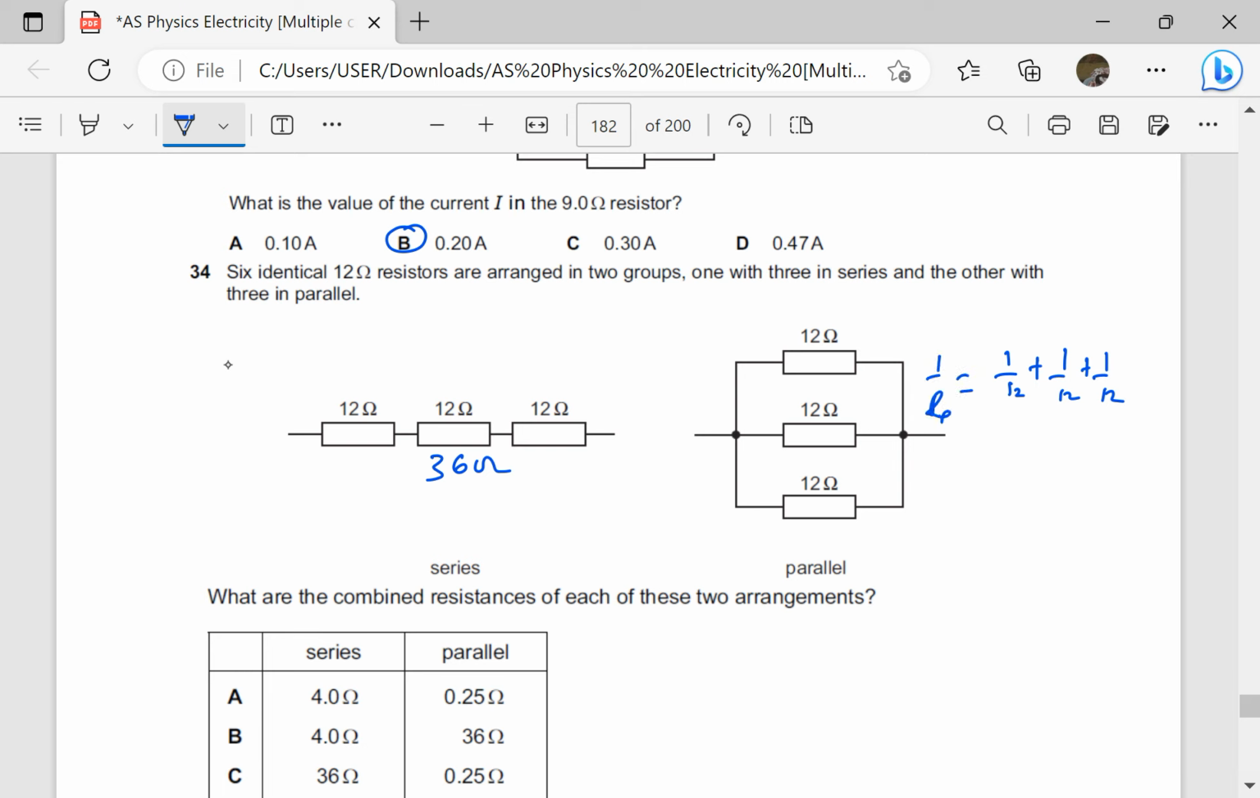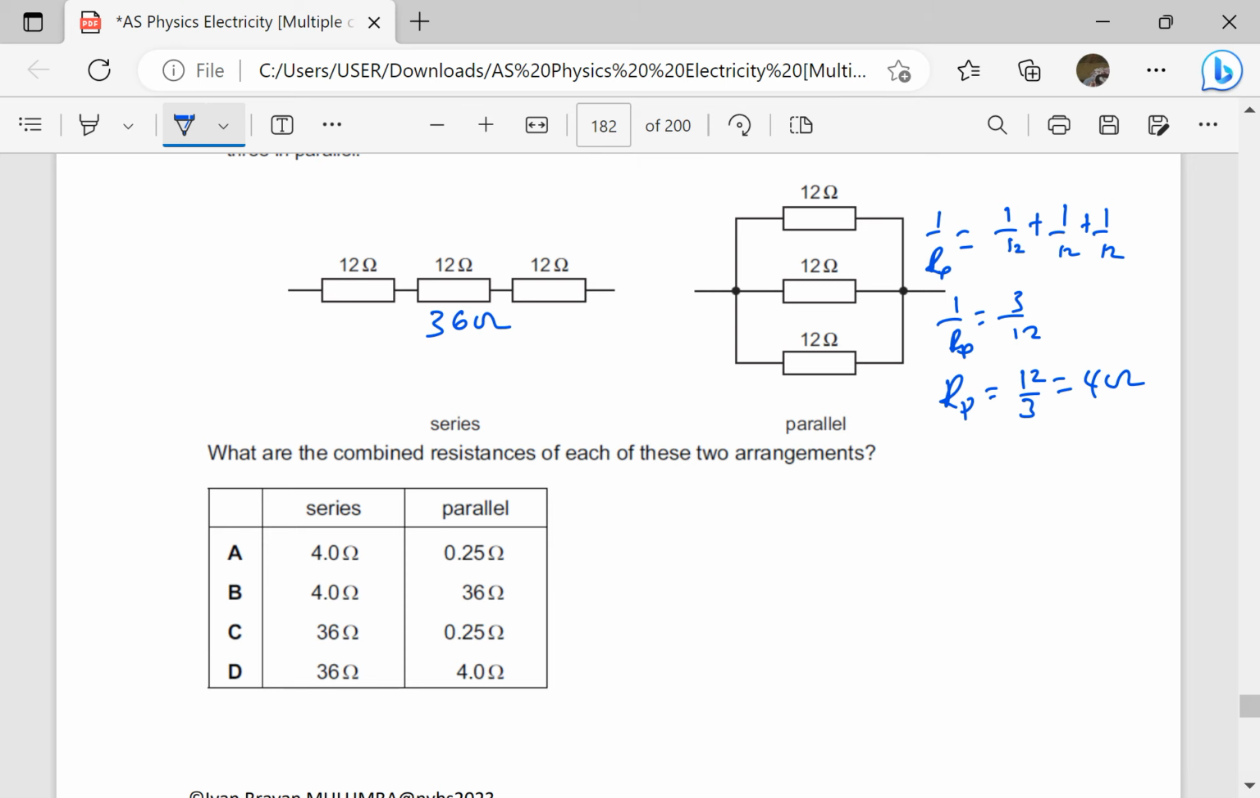Remember I said if you have resistors in parallel, total resistance is always less than the resistance of 1. And in parallel, their total resistance, since they are 3, will be simply a third of the resistance of just 1. Let's try to see that. 1 over resistance in parallel will be equal to, this is 1, 2, 3, so that is 3 over 12. 3 times 1 over 12. Then we get the reciprocal, that will be 12 over 3, which gives us 4. 4 is a third of 12, so that is 4 ohms. So in series it is 36, in parallel it is 4 ohms, so the answer is D.